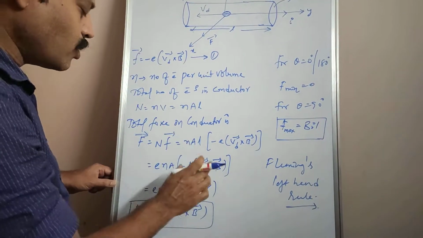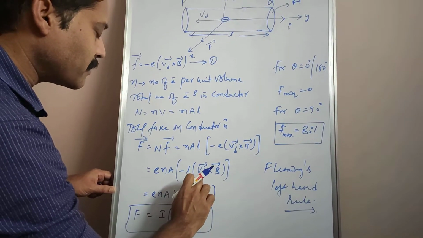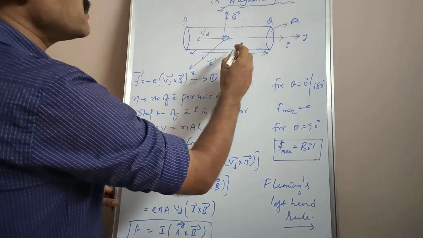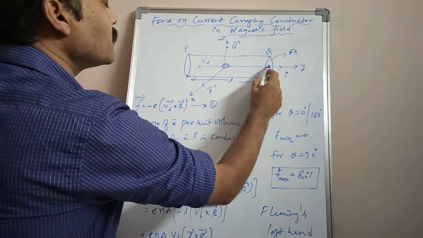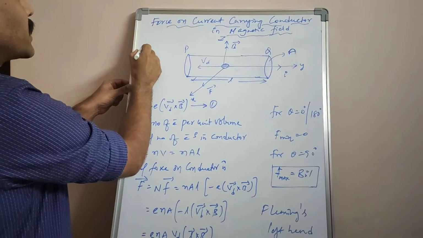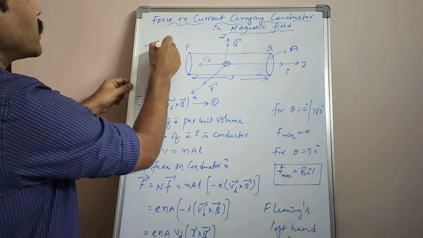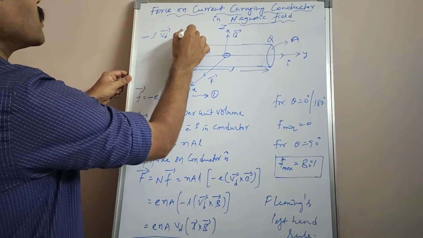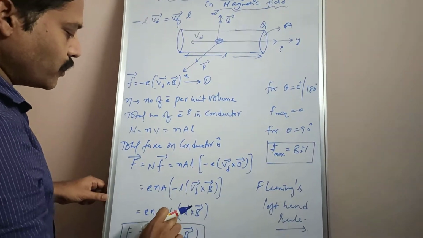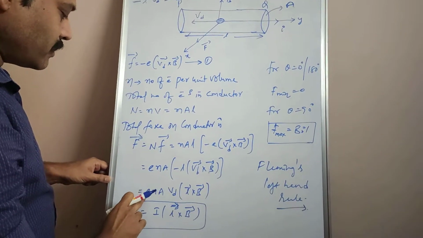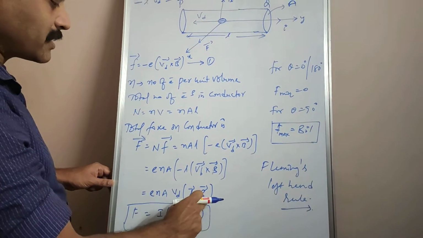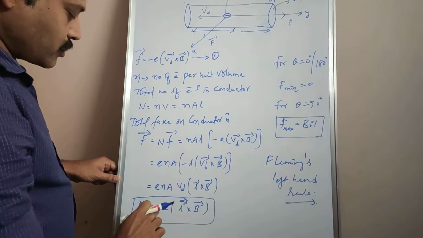Now here minus L Vd bar is equal to Vd bar into L bar, so that means drift velocity and length of the conductor are in opposite directions. We can take minus of L into Vd bar is equal to Vd bar into L bar, as these two are in opposite directions. Therefore we can replace this equation by e n A Vd taken out, into L bar cross B bar.